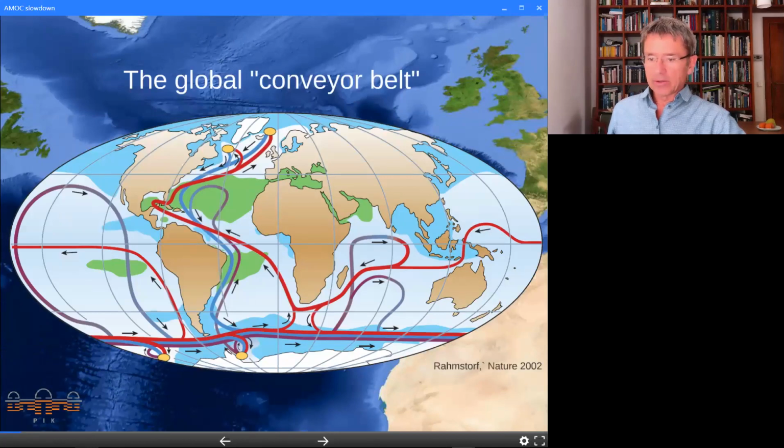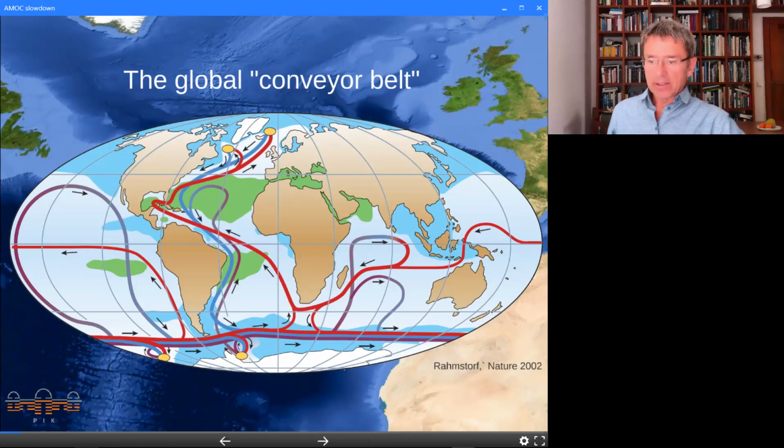I want to just start with this overview diagram of what Wally Broecker has dubbed the global conveyor belt. This is a highly simplified picture of what the overturning circulation, or thermohaline circulation, of the ocean looks like. It's called thermohaline because it is driven by temperature and salinity differences which affect the density of the ocean. The other component of the large-scale ocean circulation is the wind-driven circulation.